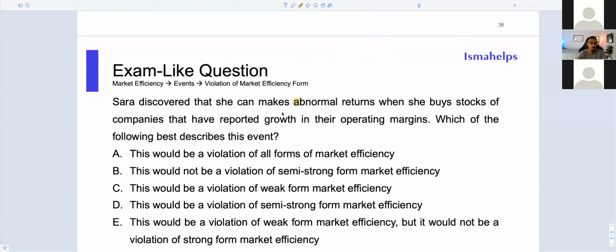Abnormal returns. That's pretty interesting. When she buys stocks of companies that have reported growth in their operating margins. They have reported growth. I wonder how people report stuff. I'm going to let everybody give it a shot. Yusra, what do you got?